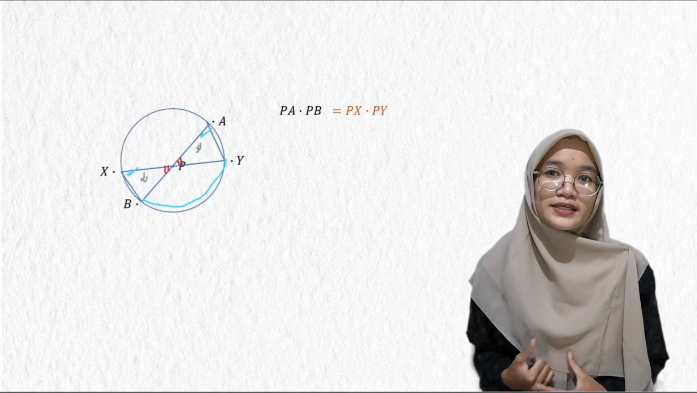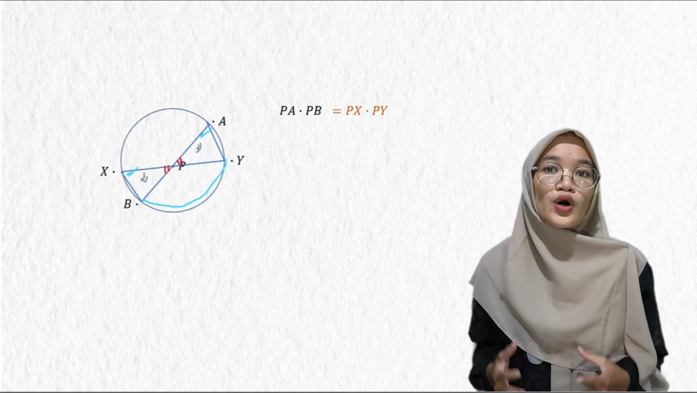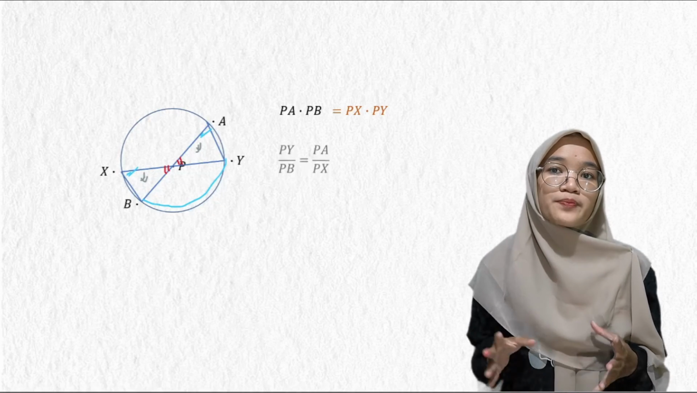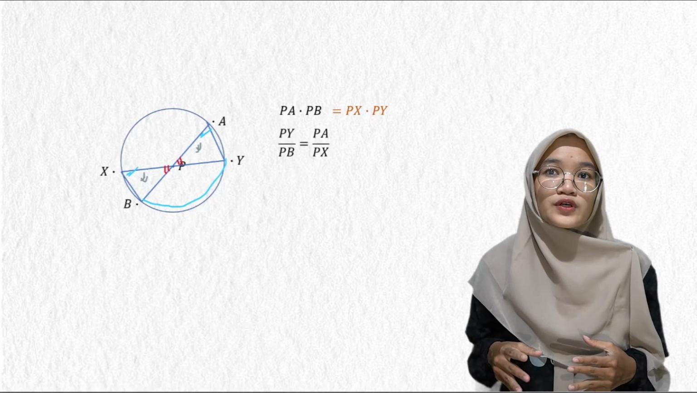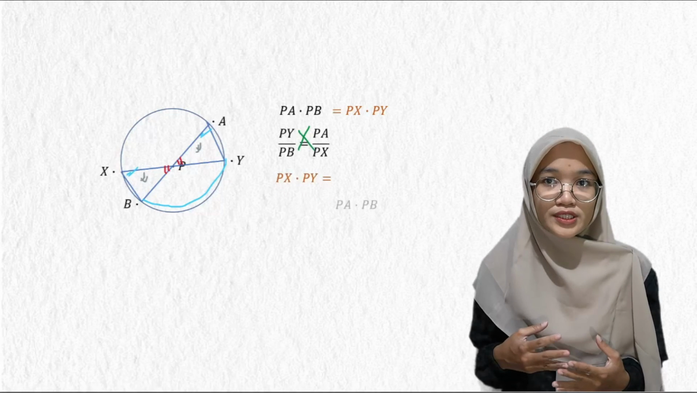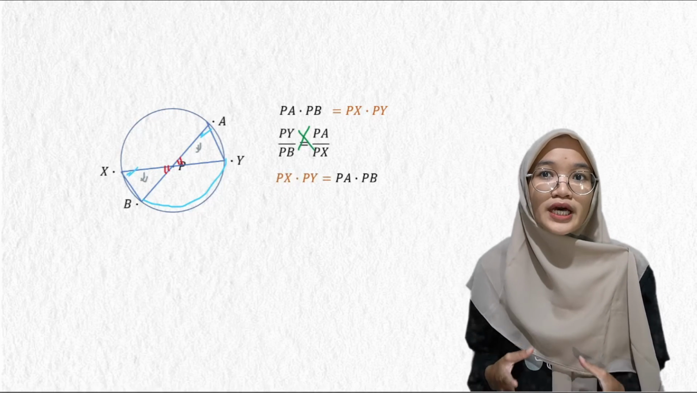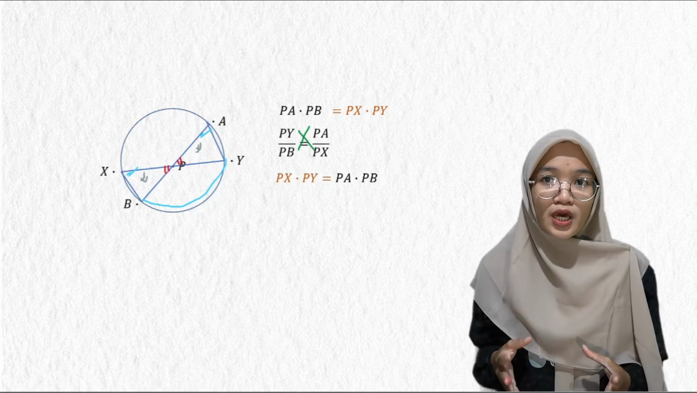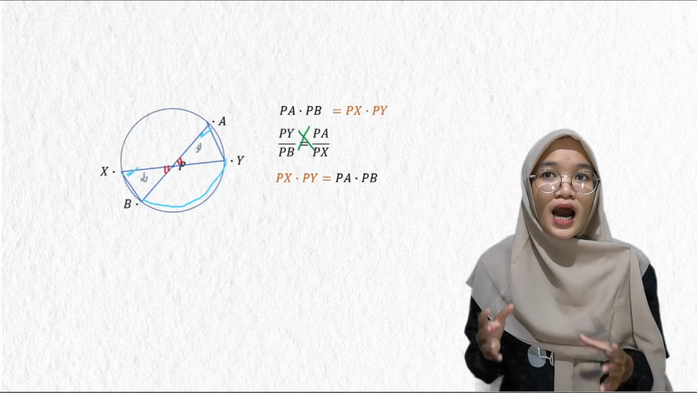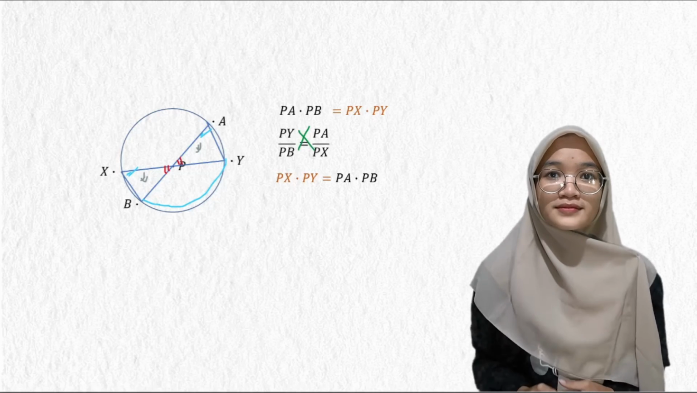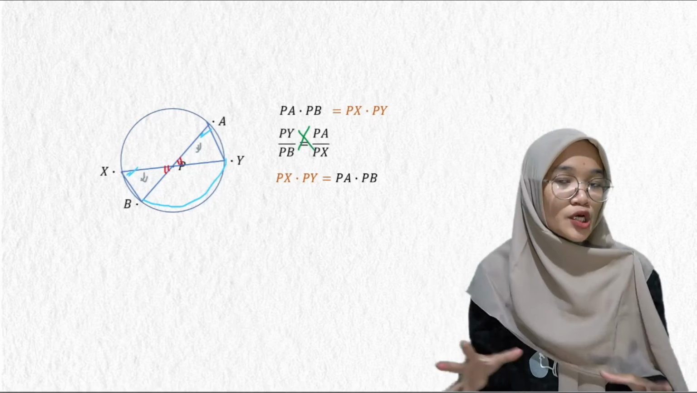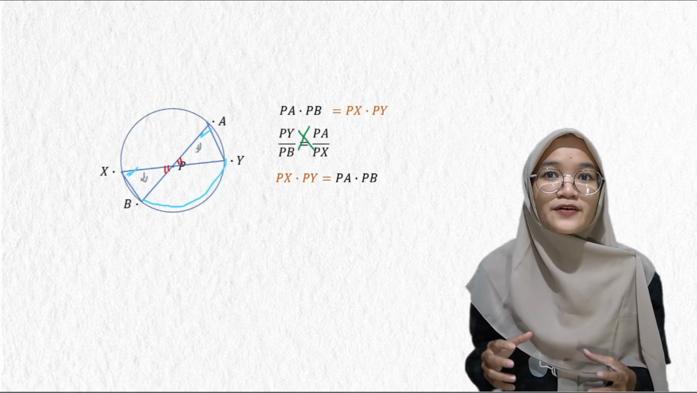So we can again use the ratio of sides. You have PY over PB equals PA over PX. If you cross multiply, you get PX times PY equals PA times PB. That was the power of the point P with respect to the circle. So we learned how to compute the power of a point with respect to a circle, and we have proved both the theorems that validate the formula.